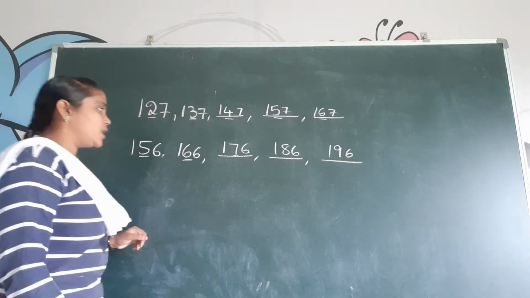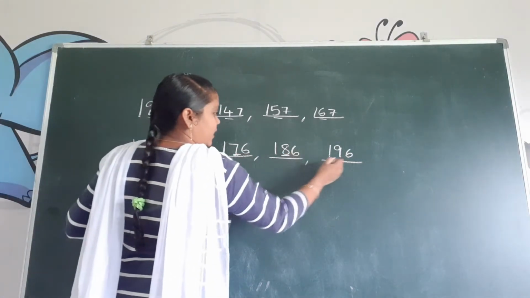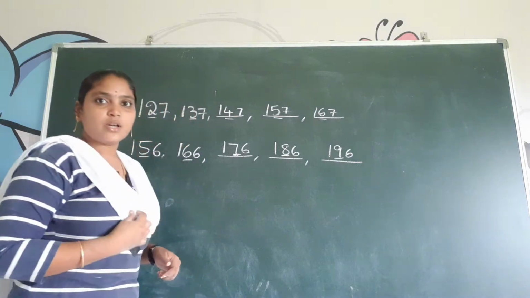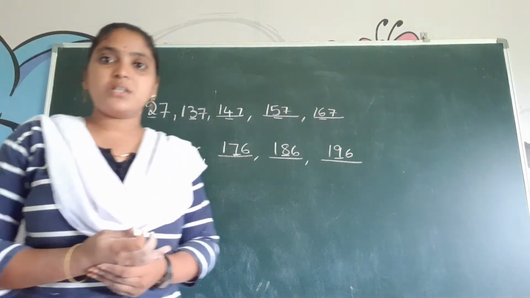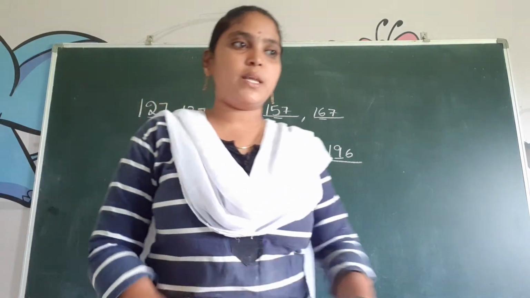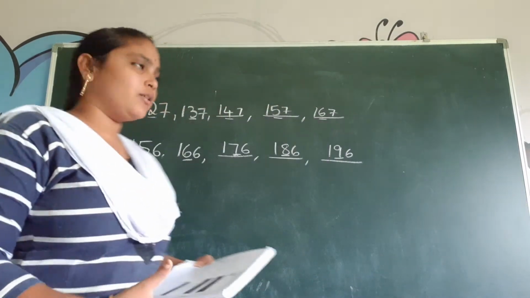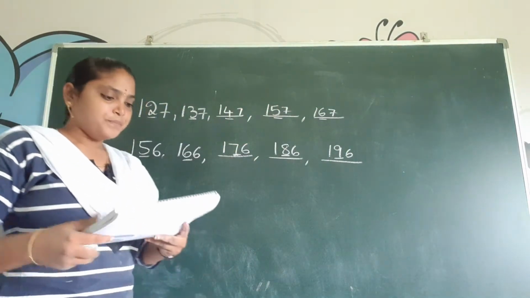196. Okay, check the tens place: 5, 6, 7, 8, 9. So while writing 10 more numbers, the digit in the tens place becomes one more. Here you have to check. Only the tens place increases by one, children.